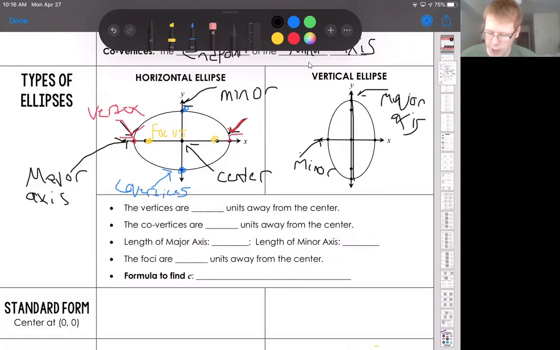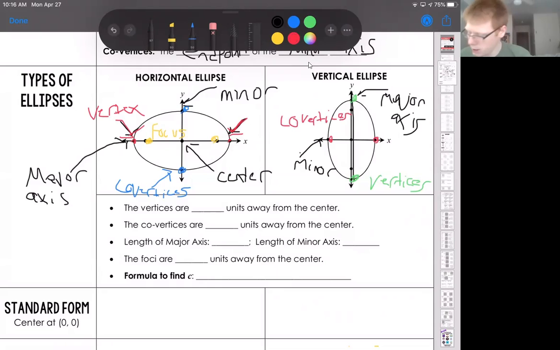And you would see your center, your vertices and your co-vertices, you could find the same way. Like these green points would be my vertices because they're on my major axis, while these red points would be my co-vertices because they're on my minor axis.